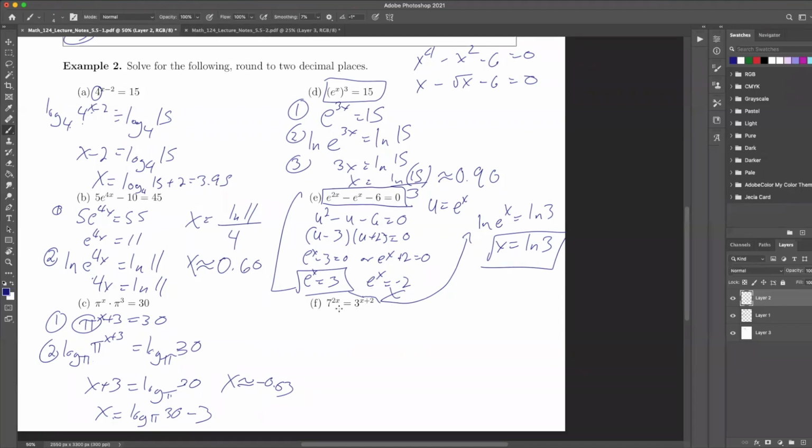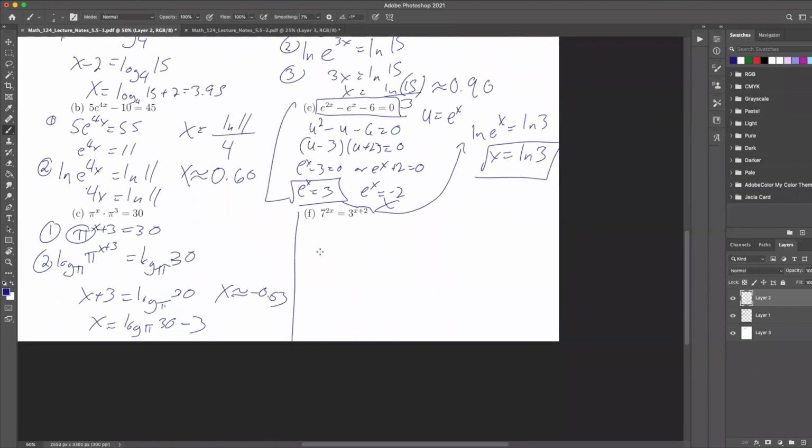Because I'll teach you how to do it. And just to make sure you know how to do it, regardless what base we choose, I'm going to choose ln. In this case, if you have two different bases, you're just going to take ln of both sides. So ln of 7 to the 2x equals ln of 3 to the x plus 2. You just take the natural log, right? And the reason I take the natural log is it's the shortest to write. It's 2 characters instead of 4.